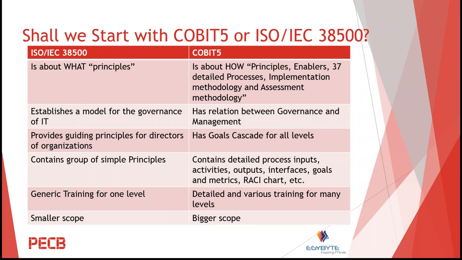So this is the slide in which we can have a very simple comparison between the two. For the ISO standard, it's about what? As we have seen, it has six principles. For COBIT5, it's about how: by having five principles, seven enablers, 37 detailed processes, an implementation methodology, and by the way, COBIT has an assessment methodology, which is one of the best assessment methodologies I have ever seen and used. For the ISO standard, it establishes a model for the governance of IT. What is governance? How can we have governance on a very high level? For COBIT5, it has a relation between governance and management and a difference between them. It has differentiated between both of them.